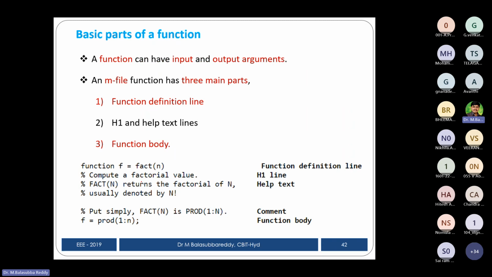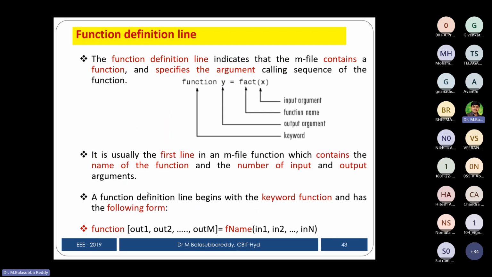In this, we can see the function can have input and output arguments. Then, how to write a function: we are dividing it into three parts. One is the function definition line, another one is H1 and then the help text line, and then the function body. So the first line will represent this, then the help line, and then the body. I will show you this. The function syntax will be like this.